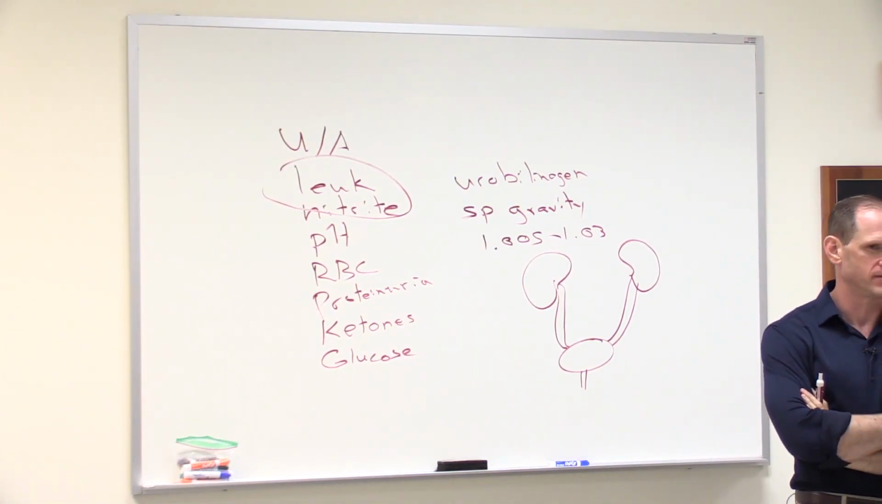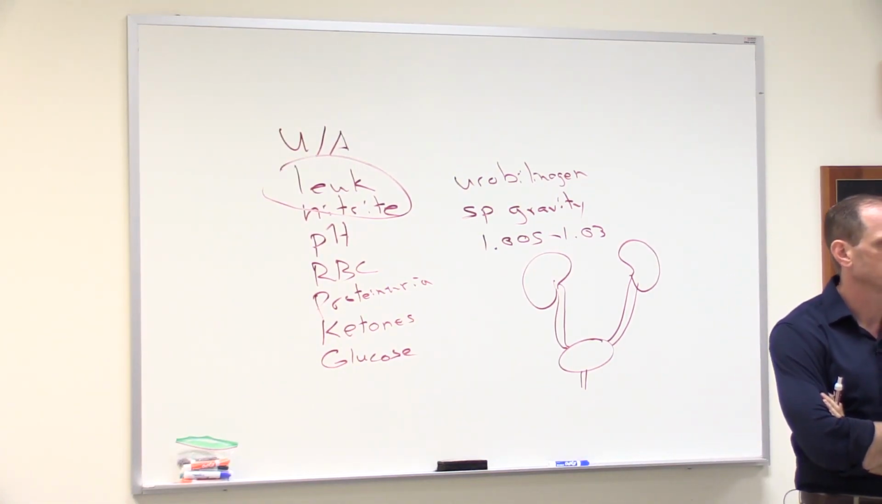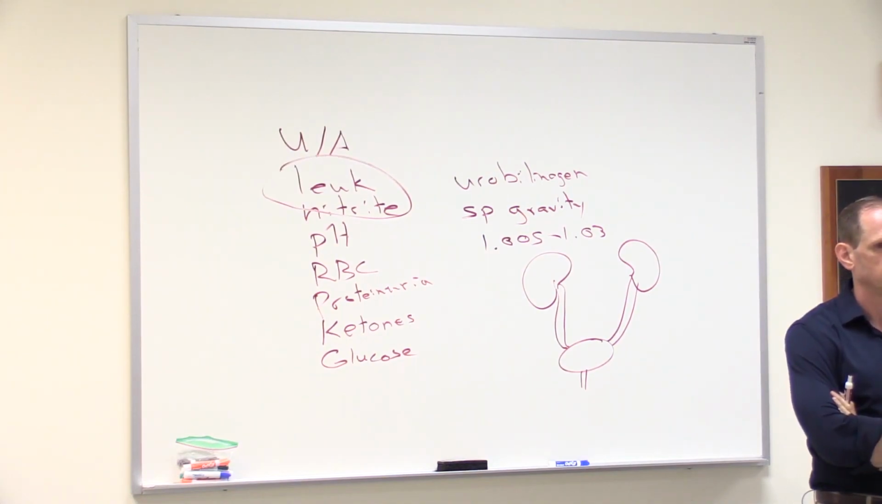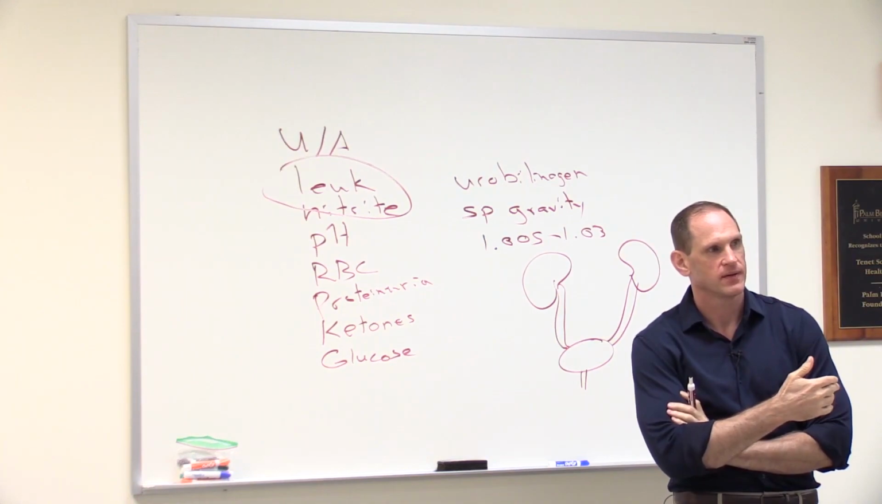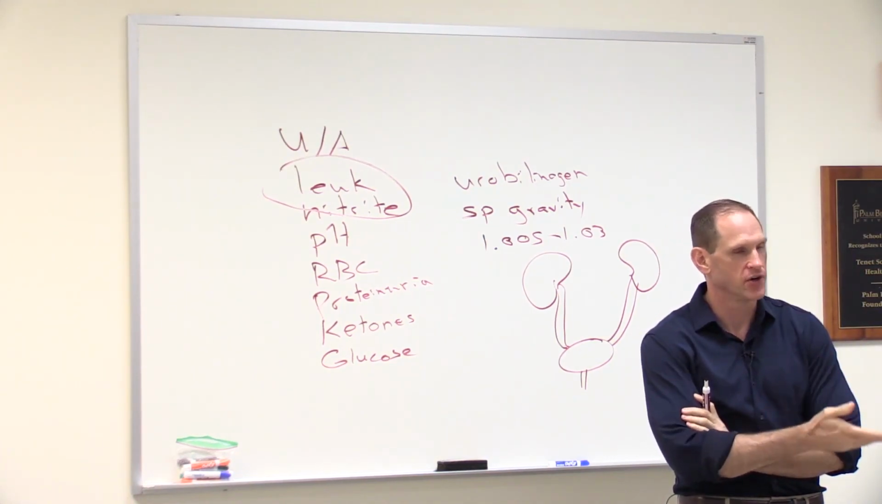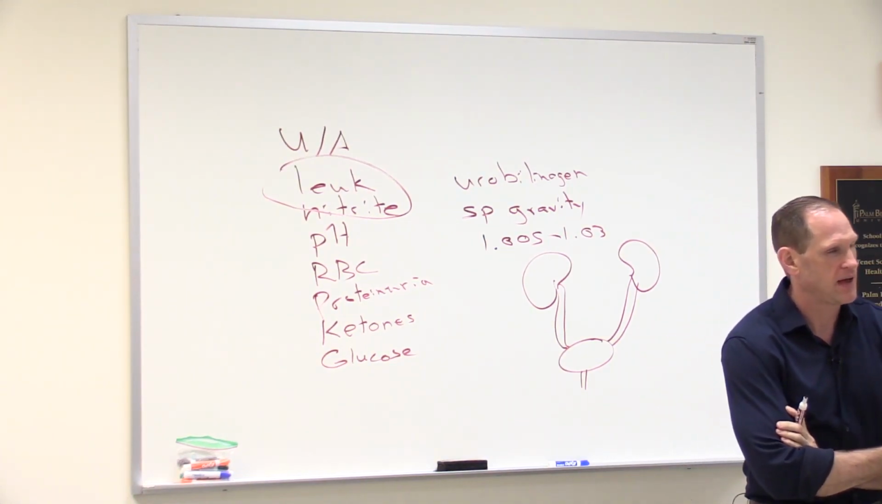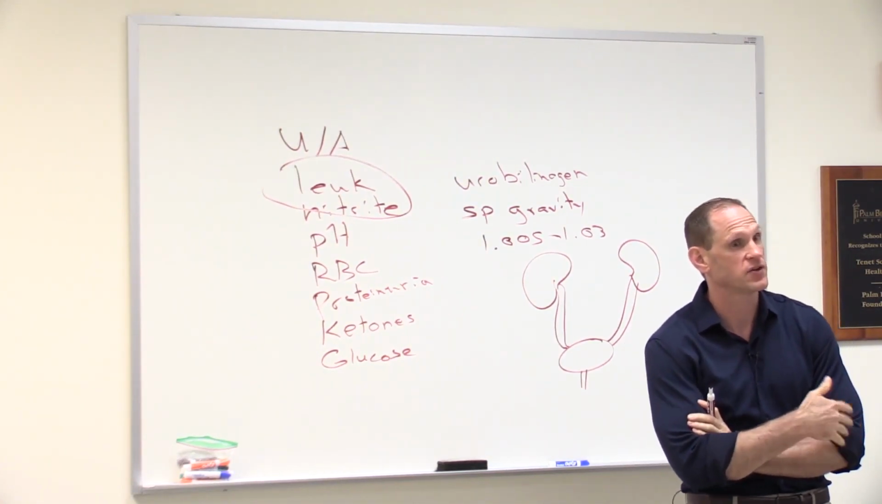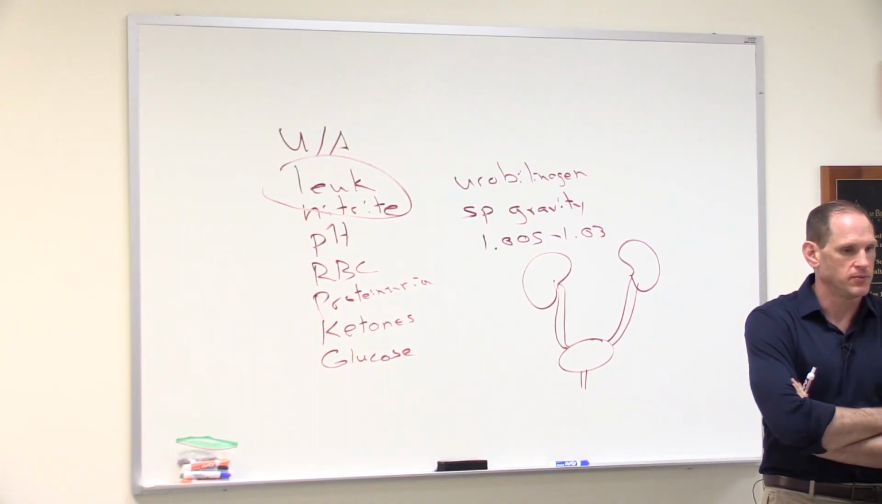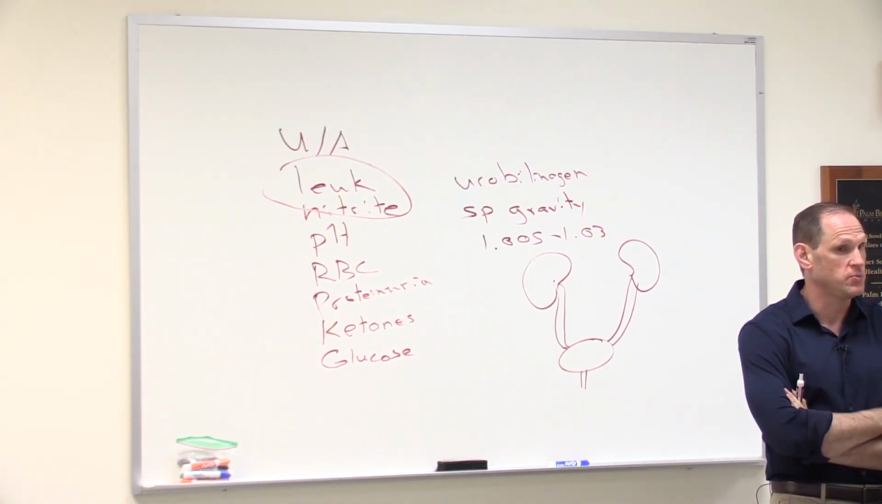So what are the symptoms of a urinary tract infection? Okay, burning when you go to the bathroom, what's that called? Dysuria. How often do you have to go when you have a urinary tract infection? Frequently, more often, so that's called frequency. So dysuria and frequency are probably the two most common.